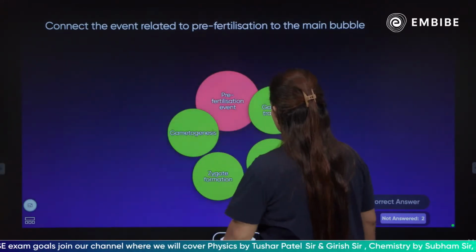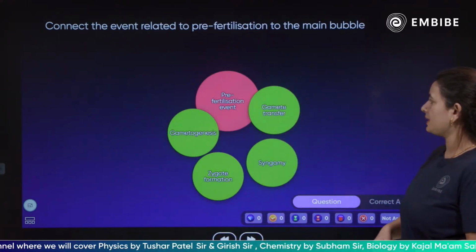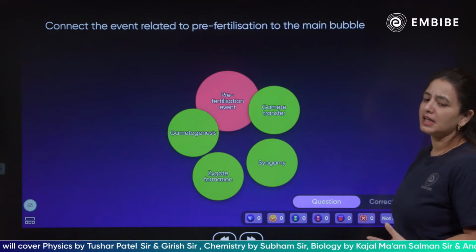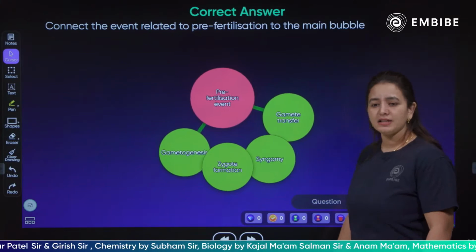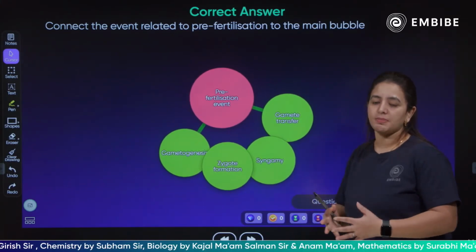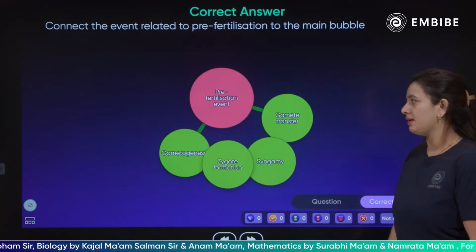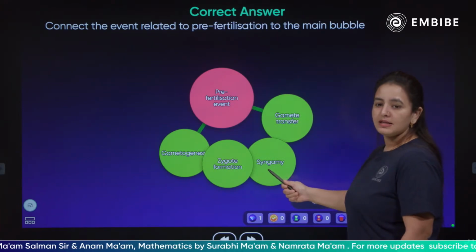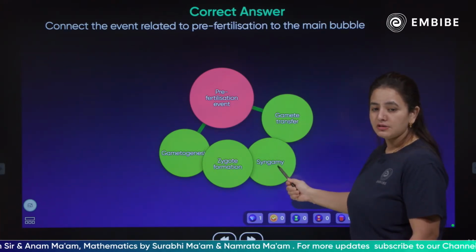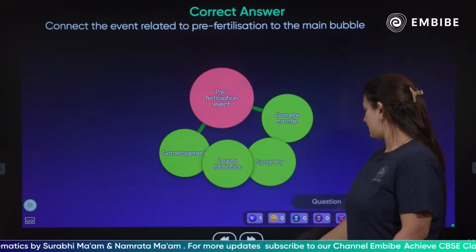Yes, the pre-fertilization events are gamete transfer and gametogenesis, not zygote formation or syngamy. Simple, children, the pre-fertilization events are gametogenesis and gamete transfer. After the gametes are formed, the male gamete will be transferred to the female. Absolutely simple. Syngamy is a fertilization event while zygote formation is a post-fertilization event.